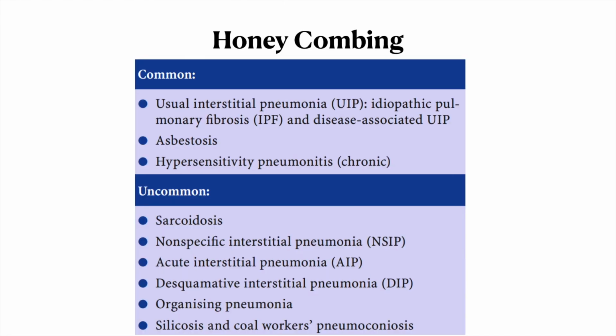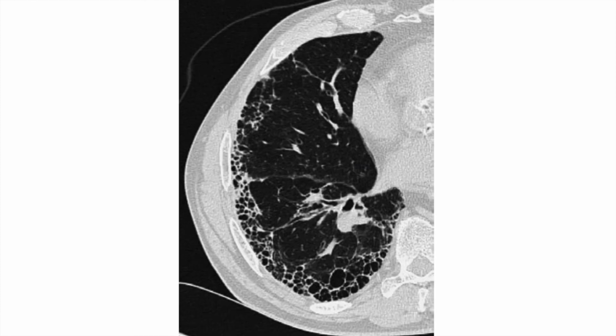Lastly, coming to honeycombing, the most common is UIP pattern with idiopathic pulmonary fibrosis, asbestosis, hypersensitivity pneumonitis. The uncommon ones are sarcoidosis, NSIP, acute interstitial pneumonia, desquamative interstitial pneumonia, and organizing pneumonia. Now this is what is called the honeycombing pattern with multiple linear opacities and central cysts. So there is extensive honeycombing. This is a case of idiopathic pulmonary fibrosis.